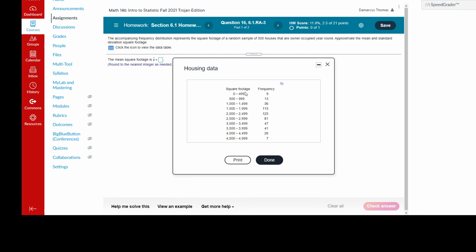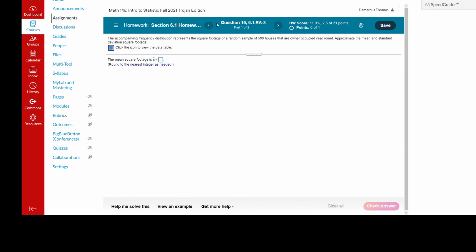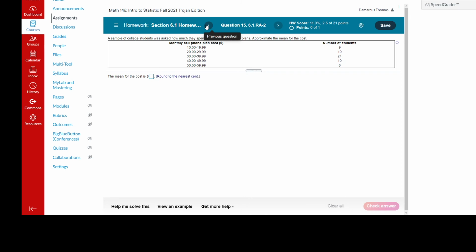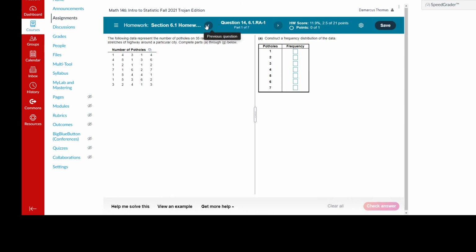So they want us to approximate. We would probably have to use a number that's in between 0 and 499 and then multiply that by 9. So what we could do is use an approximation for each one of these classes and then put that in the list. And then the second list will be this frequency list. And then we would get the mean. Pretty straightforward. Not too bad.